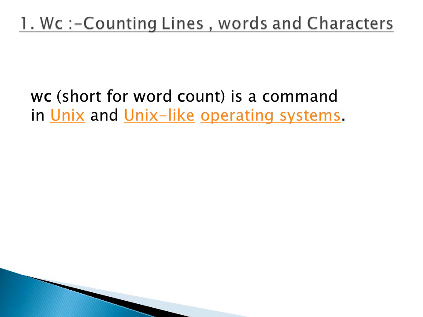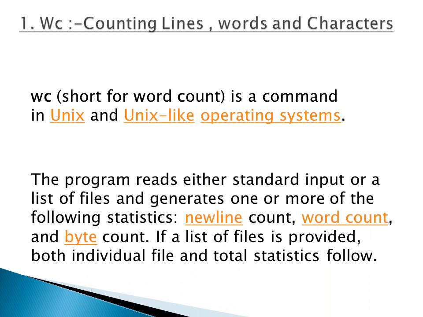So first of all, it comes to the wc command. It is mainly used in Unix and Linux operating systems. The program either reads standard input or a list of files and generates one or more of the following statistics: new line count, word count, and byte count. If a list of files is provided, both individual and file total statistics are given.